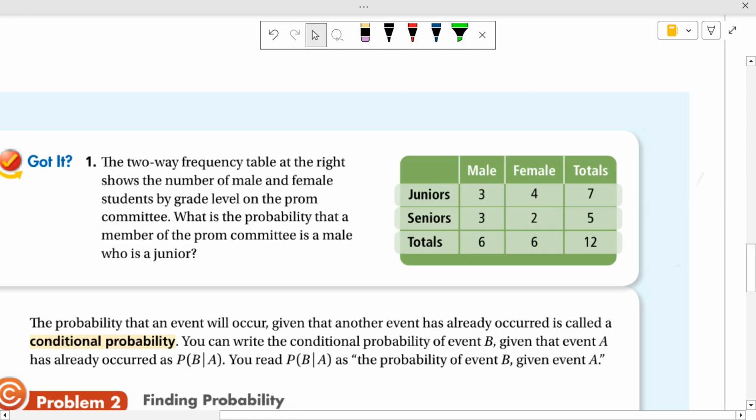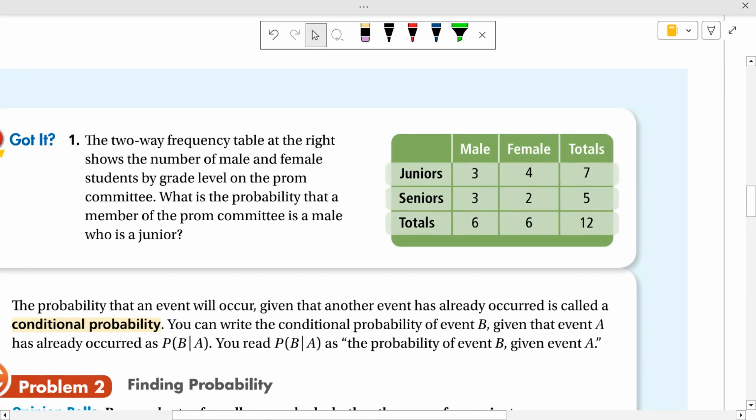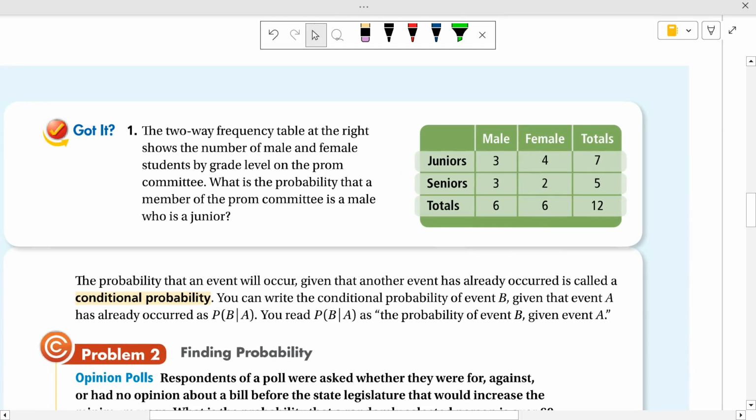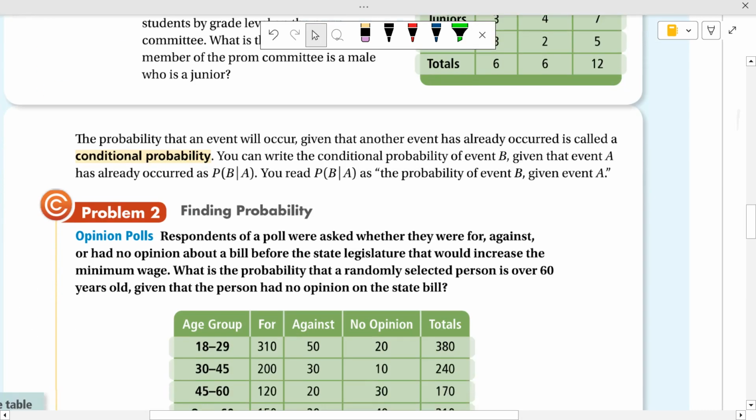So here's a two-way frequency table of males and females that are on the prom committee. There's 12 total students on the prom committee. What's the probability a member of the prom committee is male and a junior? Junior males are 3 of the 12, which is 1/4.